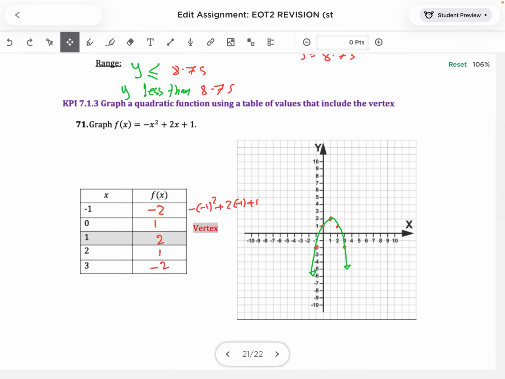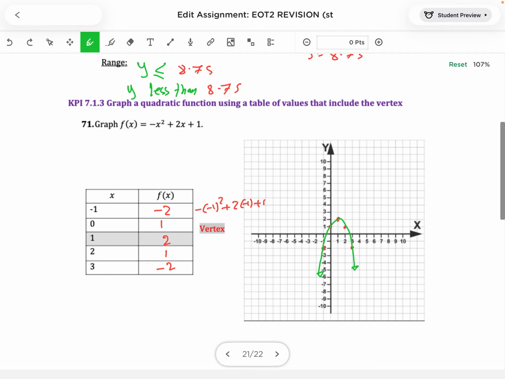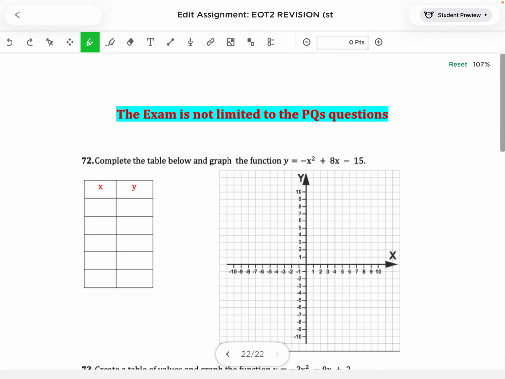Okay. Remember, it's concave down because the first number is negative. Your graph should be concave down. It should be a parabola. Otherwise, you have something wrong in your calculation. Be careful. Now, here, a vertex is not given. So we have to find it to put it at the middle.